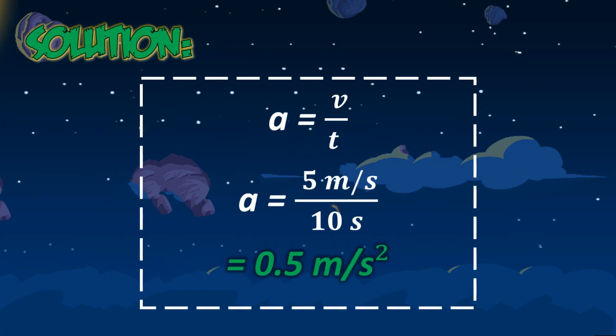Let's solve for the acceleration. Acceleration is equal to velocity over time. Let's substitute the given. 5 meters per second over 10 seconds is equal to 0.5 meter per second square.